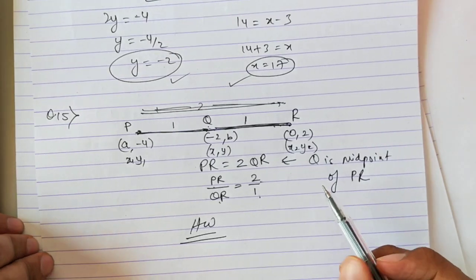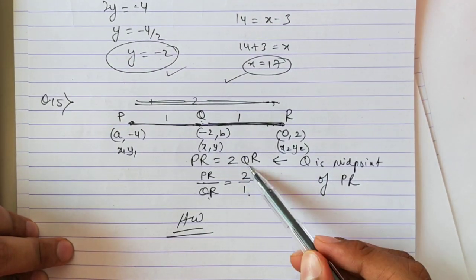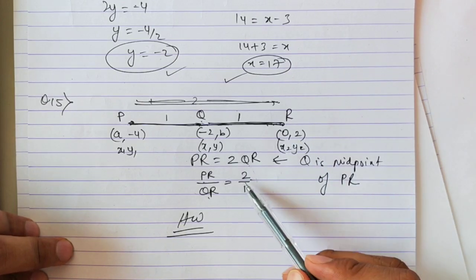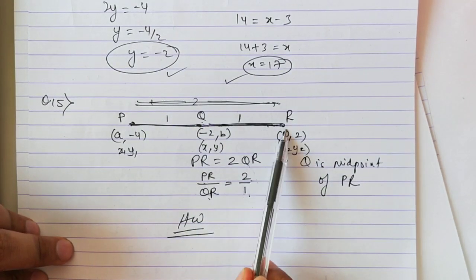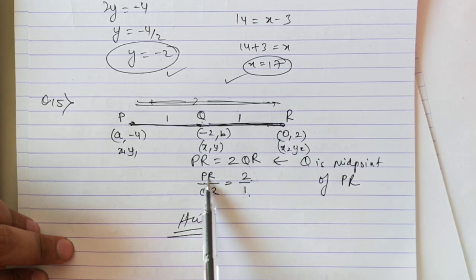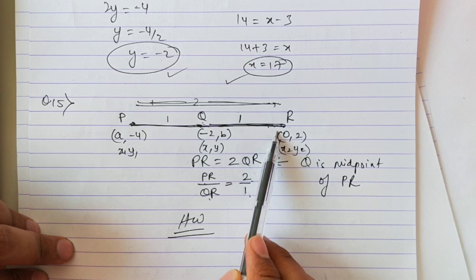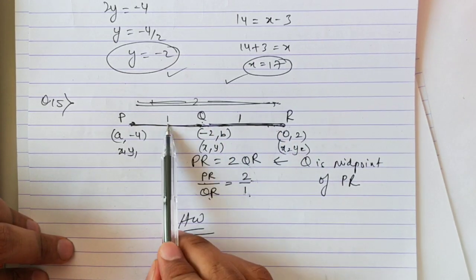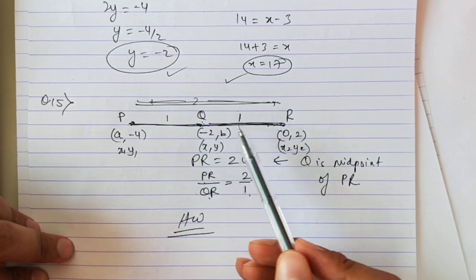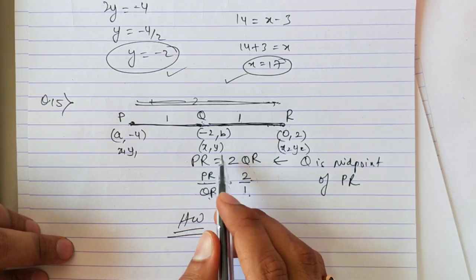Now there can be a confusion. Few students may ask me why are we not using the section formula here? You have to understand that the ratio 2:1 is not the ratio between PQ and QR. It is the ratio between PR and QR, meaning this full PR and this QR. So when we find the ratio between PQ and QR, we get it as 1:1, and 1:1 means it is midpoint. So use the midpoint formula.